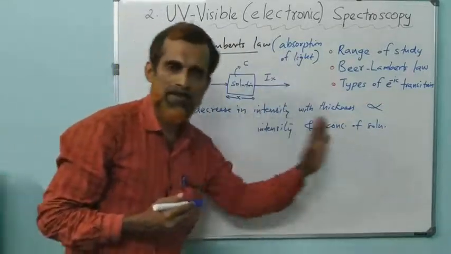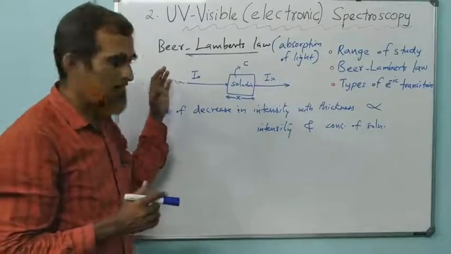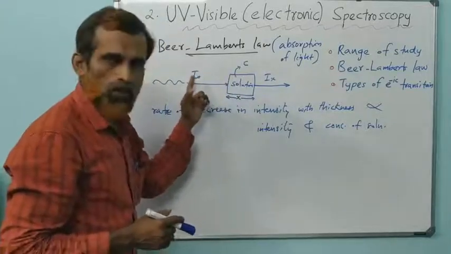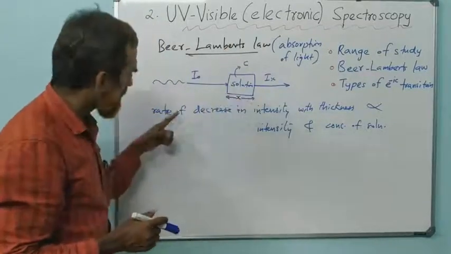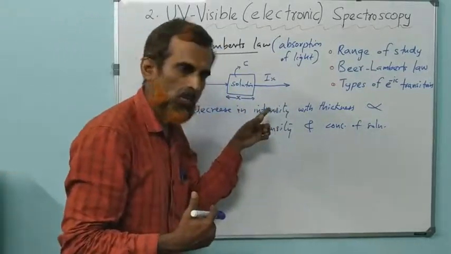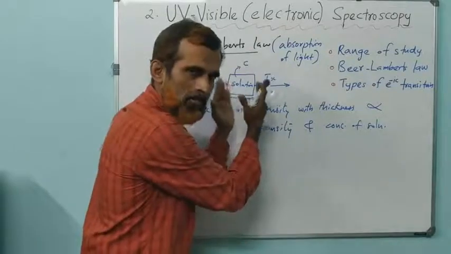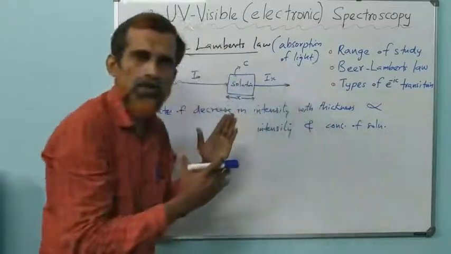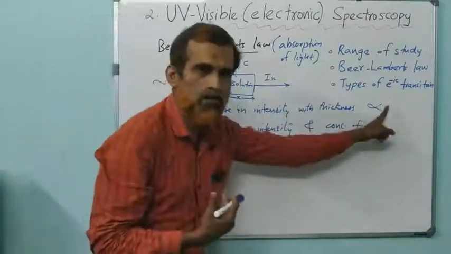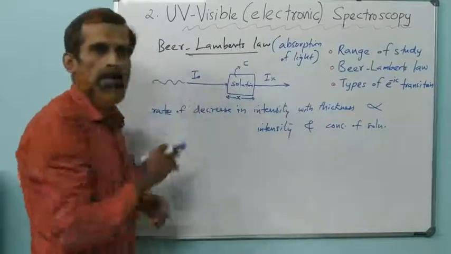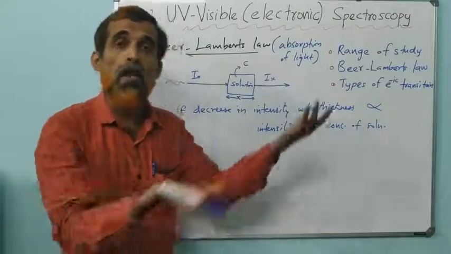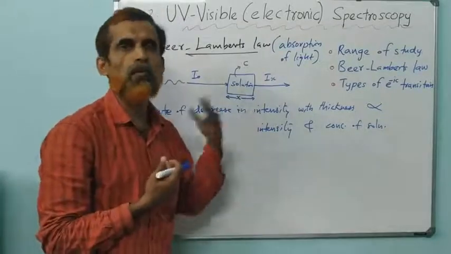You have to remember this point. When a monochromatic radiation passes through an absorbing medium, I told you that the intensity will fall. So that rate of decrease in intensity with thickness, of course it varies with thickness. If there is more length of solution, more molecules will be there, there will be more decrease in intensity. So that is proportional to two things, intensity of the incident radiation as well as the concentration of the solution. More the concentration, more will be molecules and more will be decrease in intensity.